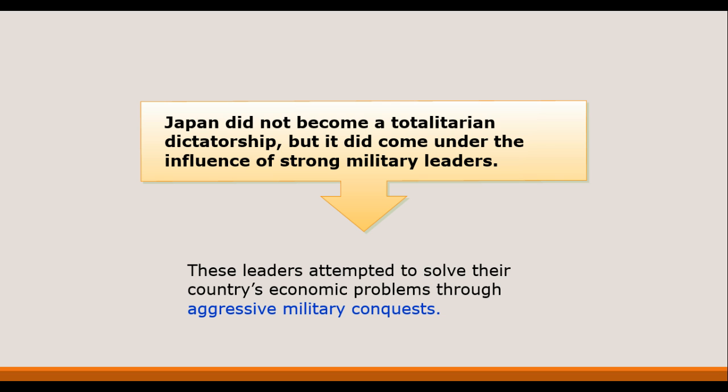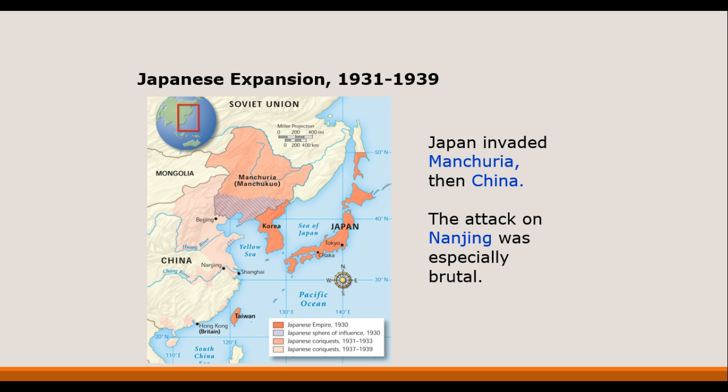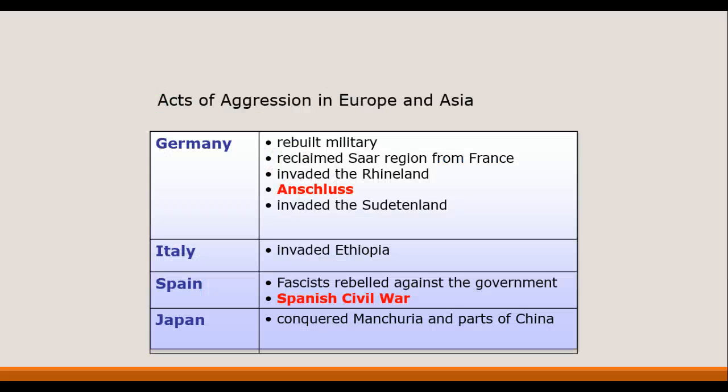Japan kind of sort of didn't really become a dictatorship, but the Emperor of Japan did kind of take a back seat to one of their strong military leaders. And that military leader thought that there would be a lot of economic success and conquest, especially in the area of Manchuria in China. That area is very rich in soil, a perfect area for Japan to start their conquest of East Asia. They pillaged Nanking, most notably. It's something that we will talk about in class. It is just absolutely brutal.